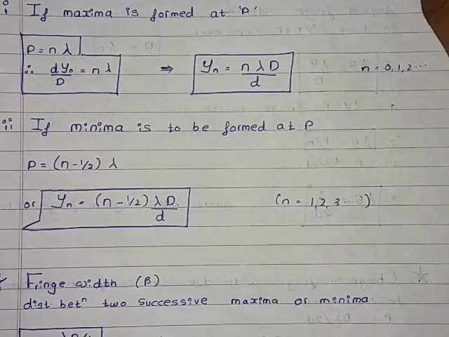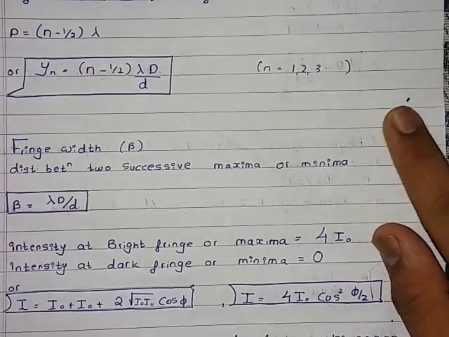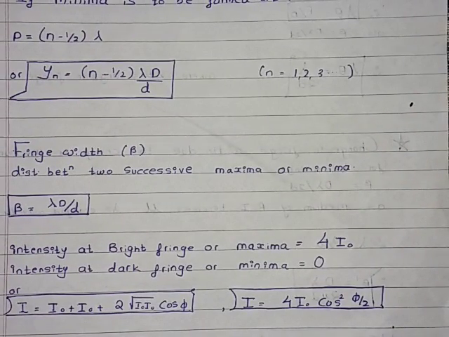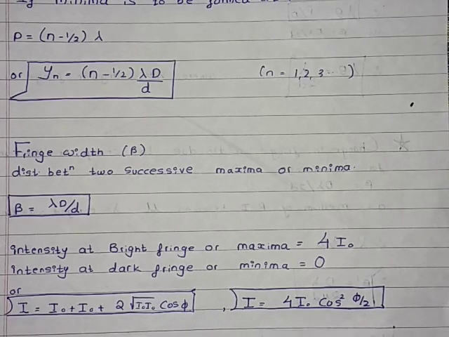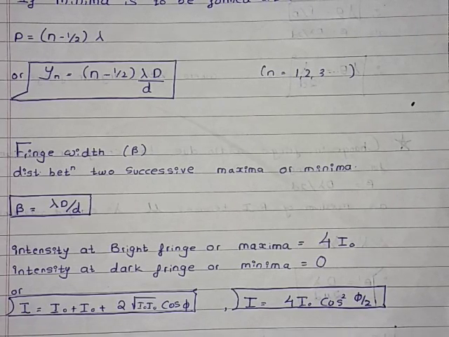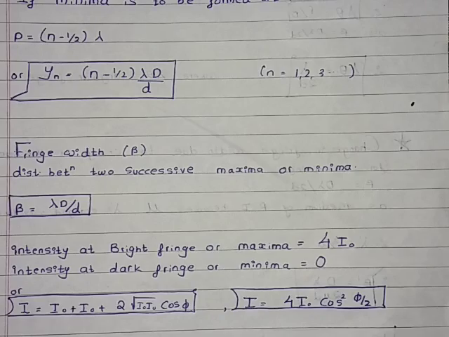Now what is fringe width? It is the distance between two successive maxima or minima. As the definition says, the fringe width is mostly denoted by beta, which is lambda times capital D upon small d. And the intensity at a bright fringe is 4 times I naught. You have to learn this.